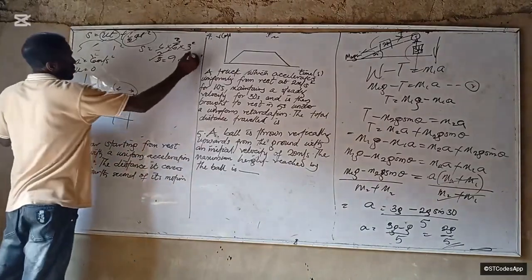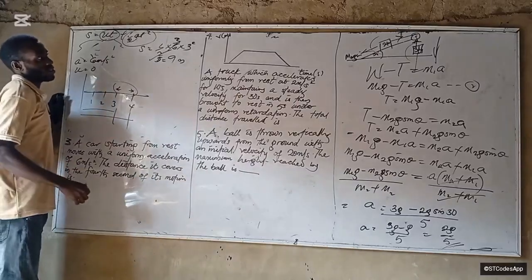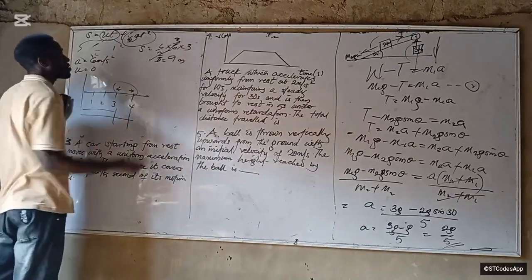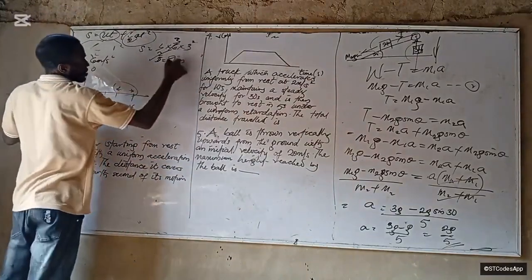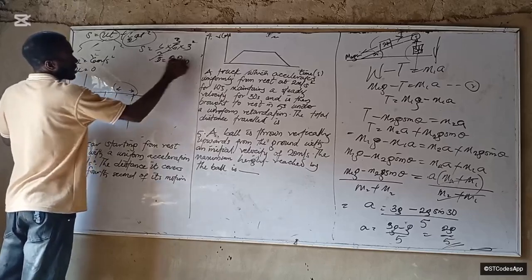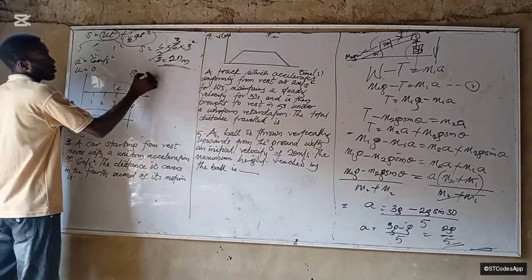3 squared, sorry. How is it 3 squared? Okay, sorry. Thank you. 27 meters. Okay. In the 4 seconds, S is going to be what?